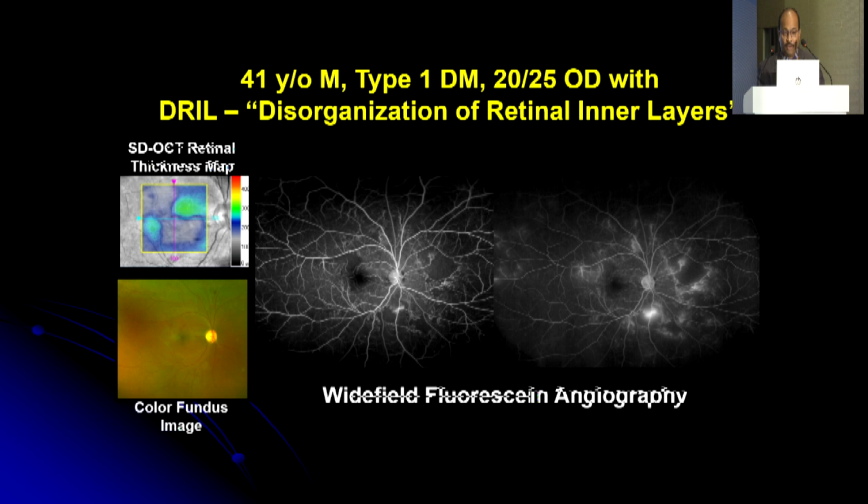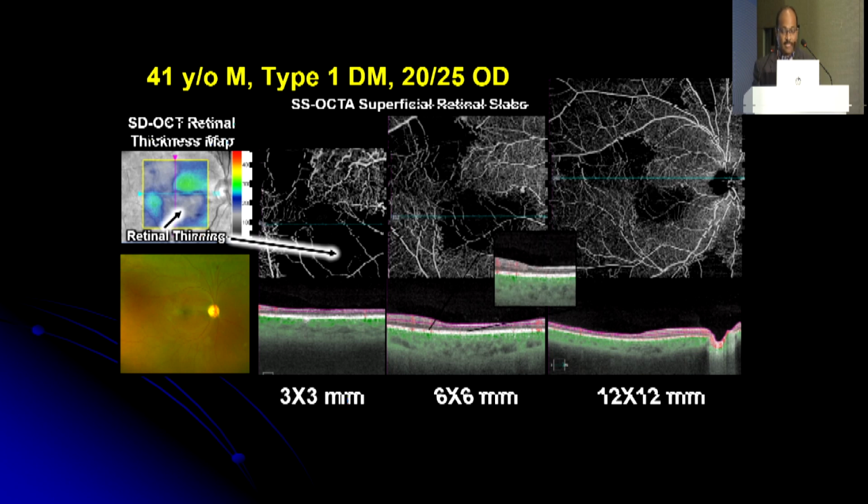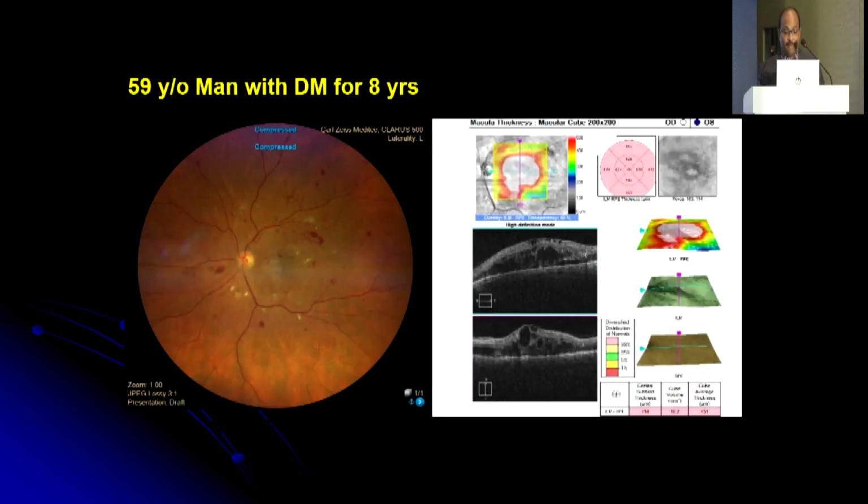This is an example of a 41-year-old male who has diabetic macular retinal thinning, as you can see here, and this corresponds fairly well to an area of capillary non-perfusion on the 3x3. When you move on to a 6x6, you see that it corresponds well to the retinal thinning out there on the RPE, and when you move to 12x12, you see that it also correlates to multiple different areas of CNP in the periphery.